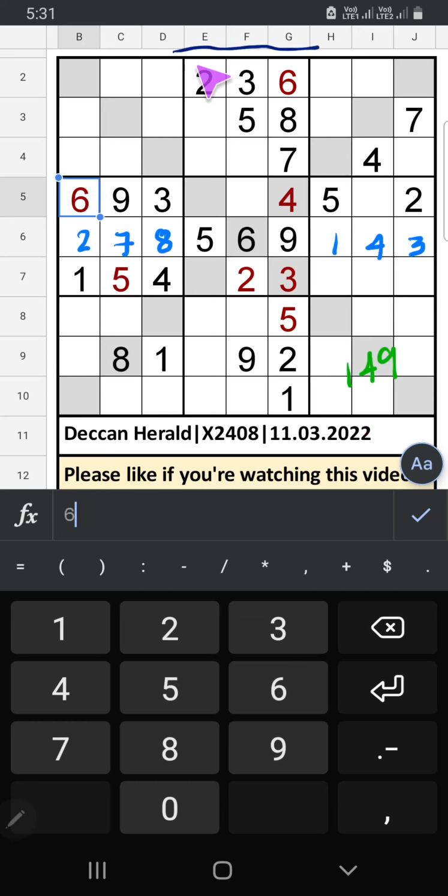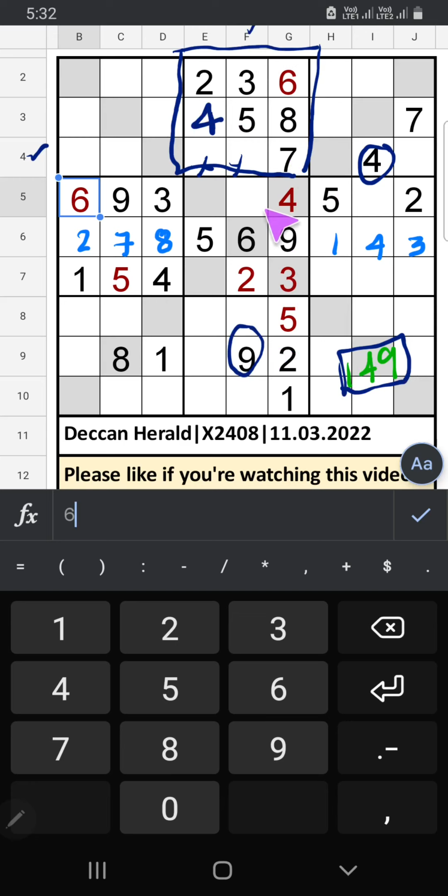Second grade, 3 numbers are remaining: 1, 4, 9. Fourth row, we have 4. So 4 can't come in these cells. Then 4 is confirmed here. Then only 2 numbers are remaining, 1 and 9. Column F, we have 9. So 9 can't come in the cell. 9 is confirmed here. Then 1 is here.